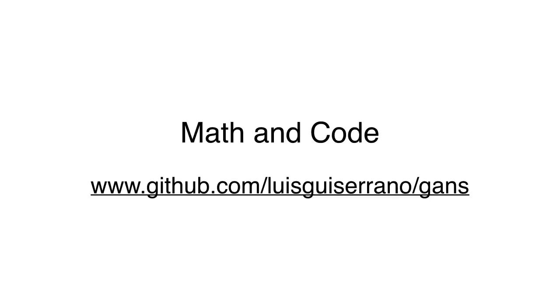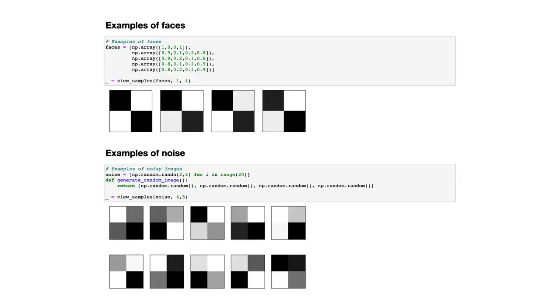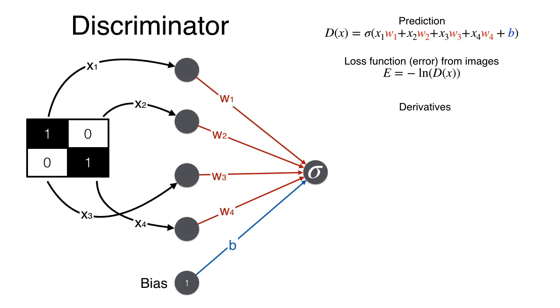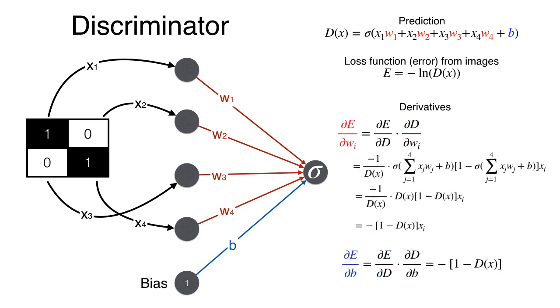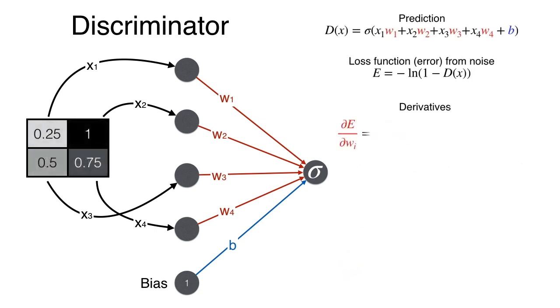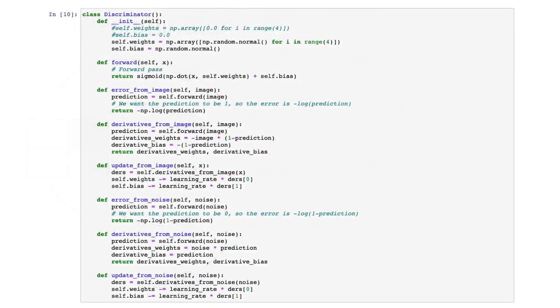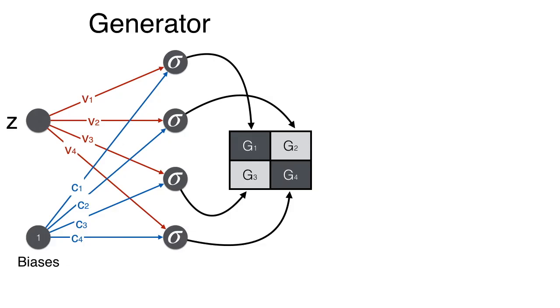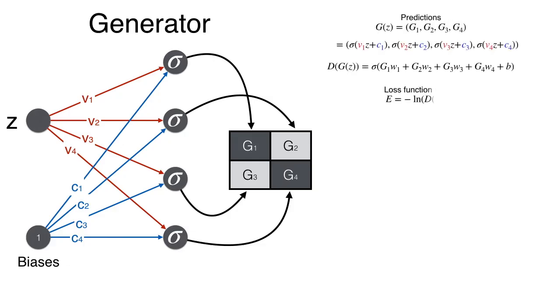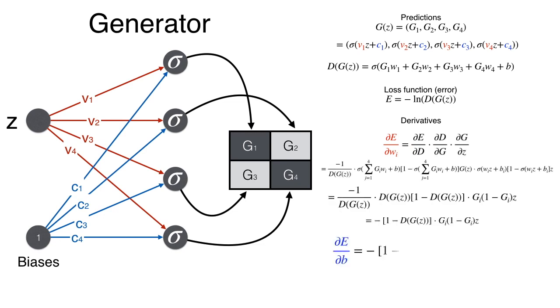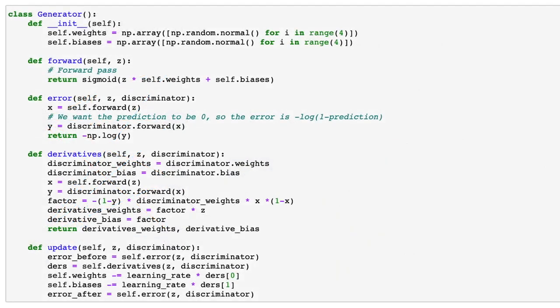Now, as promised, here's the code for you to sing along to the video. It's in this repo called GANs under my GitHub. First, we have the faces that we hard code and the random noisy images that we generate that are not necessarily faces. Then, we also develop the derivatives carefully for the discriminator based on faces, then for the discriminator based on noisy images, both with respect to the weights and with respect to the biases. These are all coded in this discriminator class. We also work out the derivatives corresponding to the error functions for the generator, again with respect to the weights and the bias, and these are all coded in the generator class.